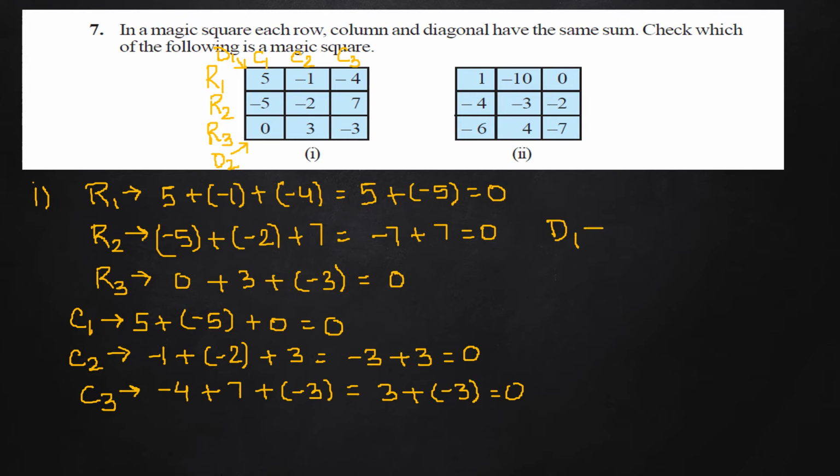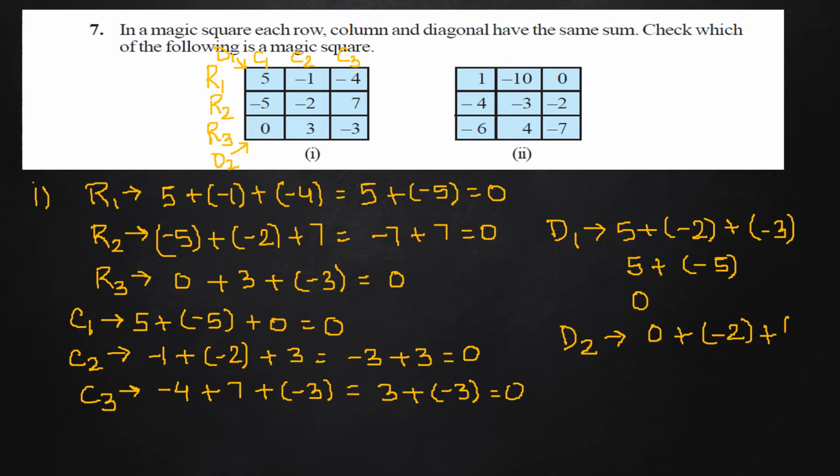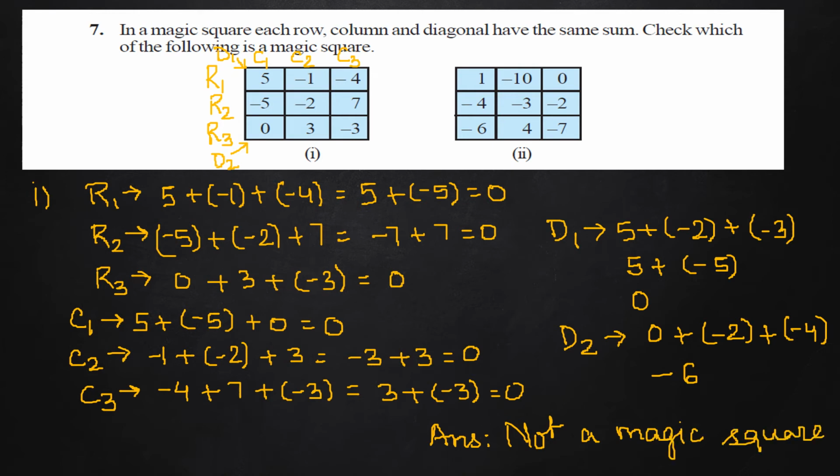Now let us calculate the sum of the two diagonals. So D1 we get 5 plus minus 2 plus minus 3, which is 5 plus minus 5, and the answer is 0. So till now for every row, column or diagonal we have got the sum 0. Diagonal 2 we get 0 plus minus 2 plus minus 4, and the answer is minus 6. So this means that the given square is not a magic square. The final answer will be that the given square is not a magic square. Why? Because the last diagonal that we found does not have a sum which is equal to the sum of the other rows and columns.